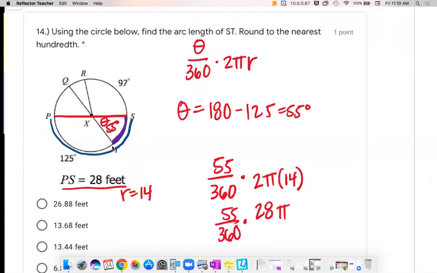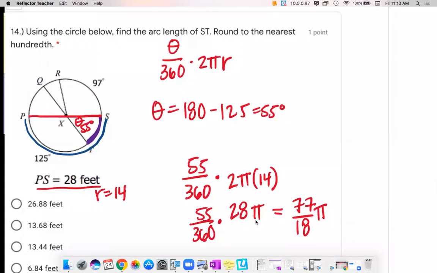And then in your calculator, you're just gonna type in 55 times 28 divided by 360. If you convert it to being a fraction, you'll get 77 over 18. And I'm just gonna put the pi back in there. And then this one does say round to the nearest hundredth. So then you were just gonna multiply by pi, and you'll get that this is about 13.44 feet. So then you'd wanna choose that answer right there.